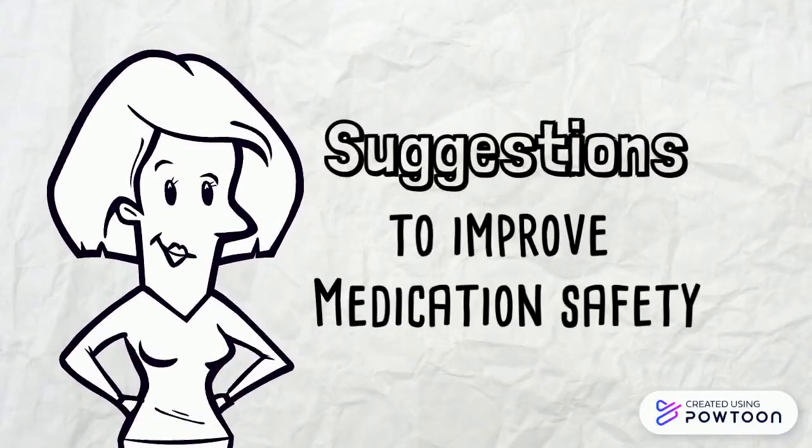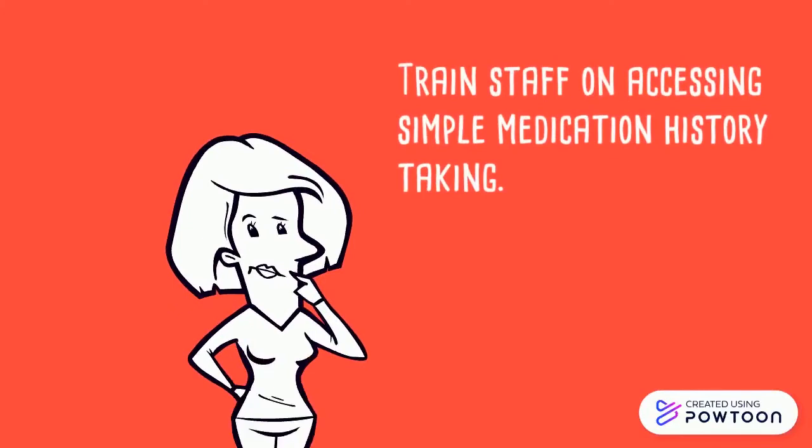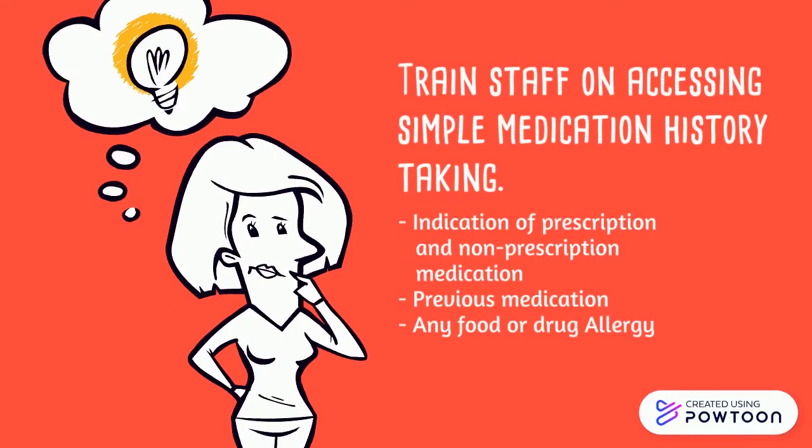Now, moving on to our suggestion on improving medication safety in our community pharmacy. The first suggestion is to train staff on assessing simple medication history taking. This includes indication of both prescription and non-prescription medications, previous medication use, and history of food or drug allergy. This is to assess whether the medication is appropriate for the patient's condition and to help distinguish medication with similar packaging and look-alike or sound-alike names.